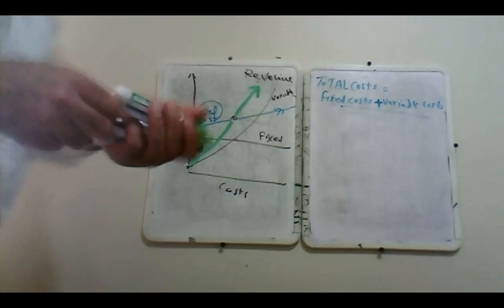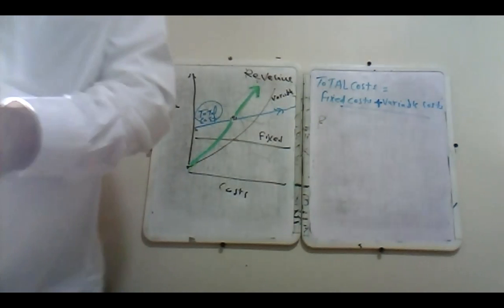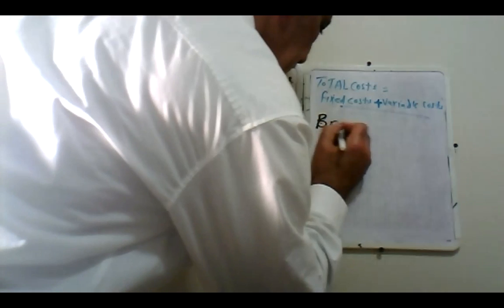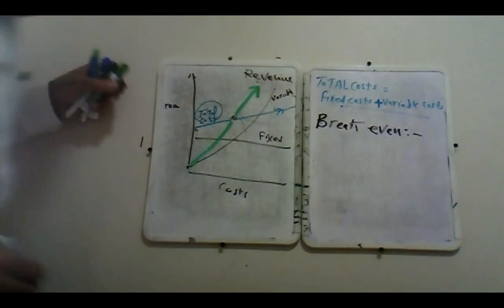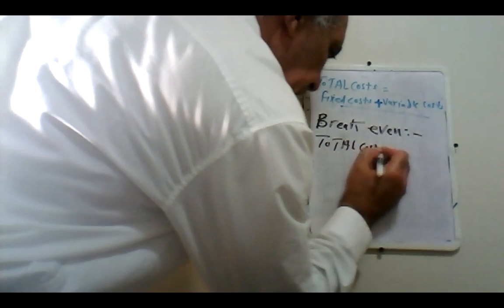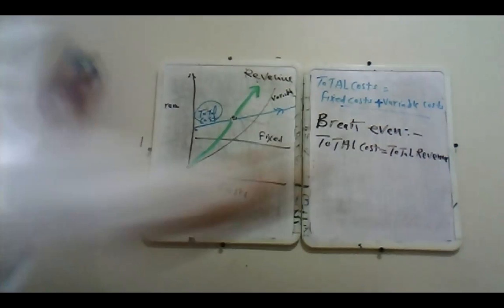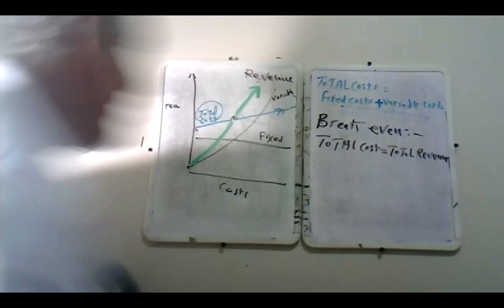Let me do it like this. Break-even will happen when total costs equal total revenue. When total costs equal total revenue, this is the break-even point. This is the break-even point when both of them are the same.